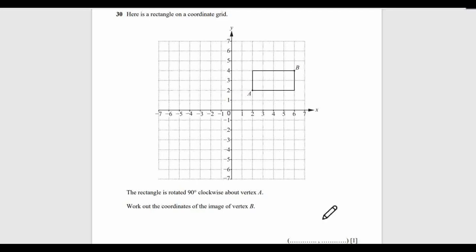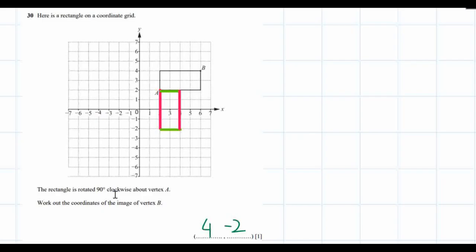Alright, let's check out the answer, guys. So we do rotation about vertex A and 90 degrees clockwise. This one here is not moving, so all the rest will move 90 degrees. For this one, go to the red one. This one is rotating to here, and this side goes to this green one. So it's rotating this way 90 degrees. So we got the answer.